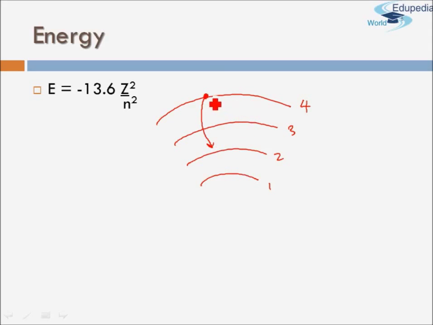For example, what are the possible jumps over here? The electron can jump from 4 to 3rd, 4 to 2nd, or it can jump from 4 to 1st. Similarly, the electron can jump from 3rd to 2nd, or from 3rd to 1st, and lastly the electron can jump from 2nd to 1st. These are all the choices it has: 1, 2, 3, 4, 5, 6. In all, the electron has 6 different choices to make.